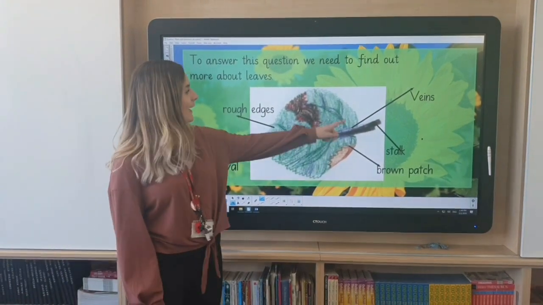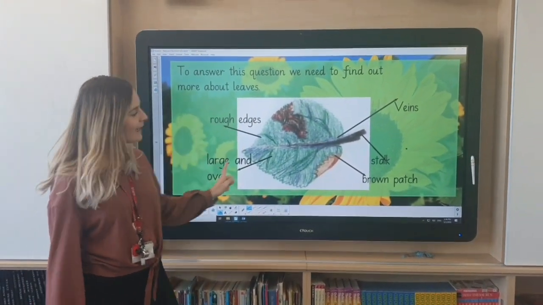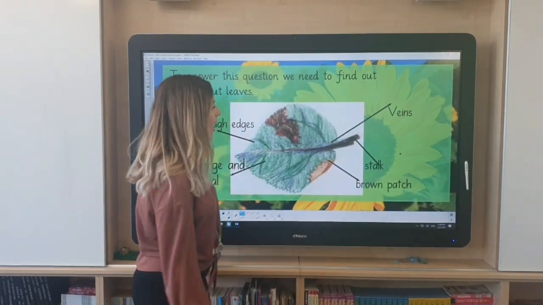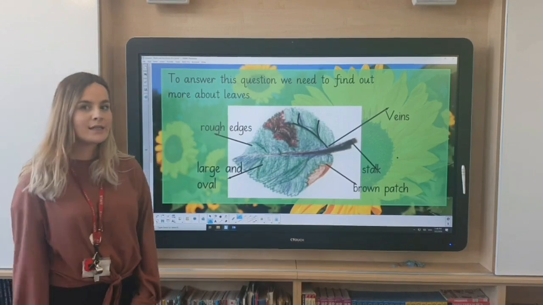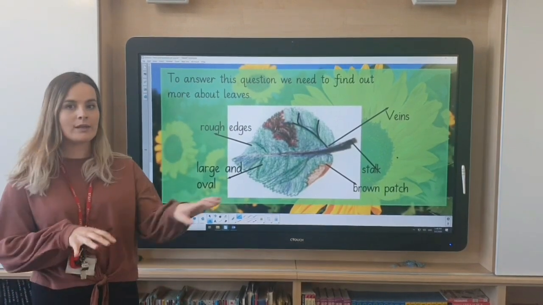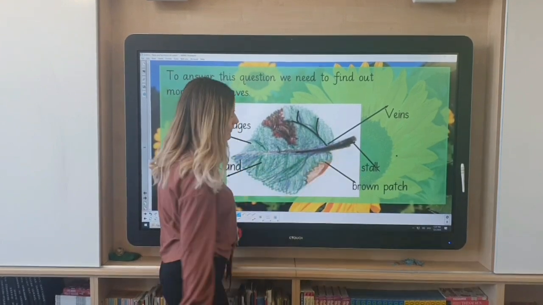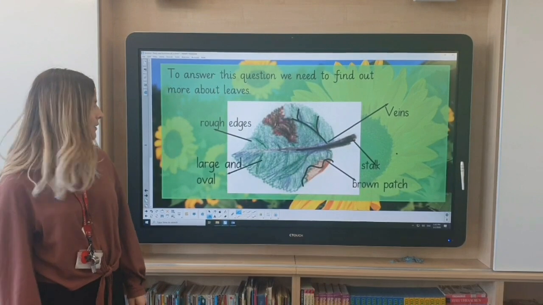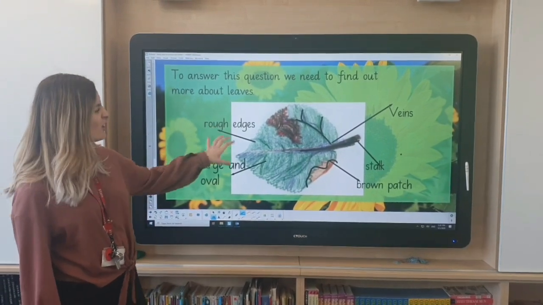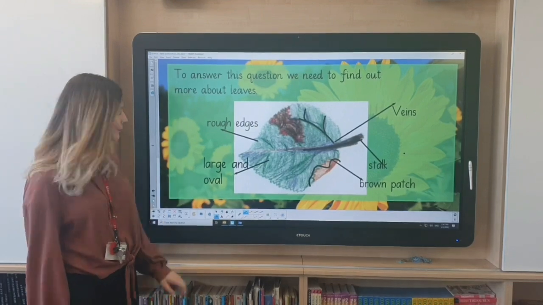So I've got a drawing of a leaf here, and I've picked out some key things that I've noticed. I've got the veins, they come up the leaf, and they are transporting all of the nutrients into the leaf. I've got the stalk that will come from the stem. I've got a brown patch. Now, can you remember what that brown patch meant? And then I've also just identified some description. They've got rough edges and it's large and oval.